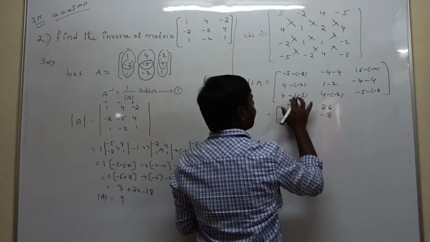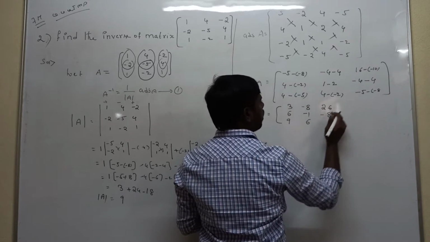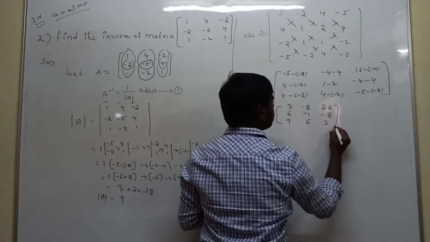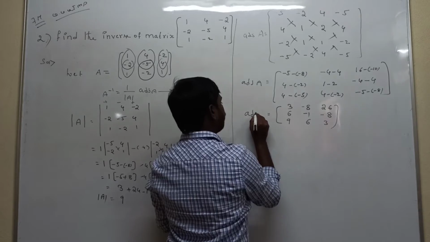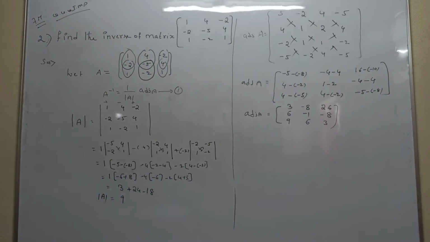Minus of minus, plus 4 plus 5, value is 9. 4 plus 2 value is 6. And minus 5 plus 8 value is 3. This is the adjoint of A. So the delta value we are getting is 9, and the adjoint of A.